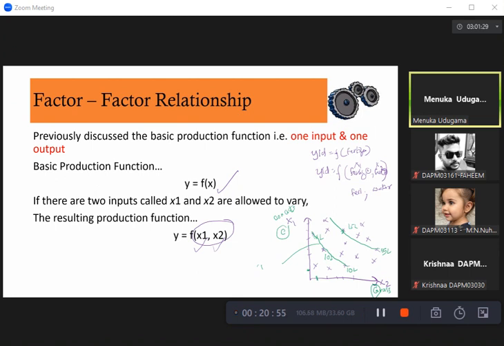If different input combinations give the same output, we call that an isoquant. So this one is called an isoquant, and if you plot several on the same graph, it's called an isoquant map.